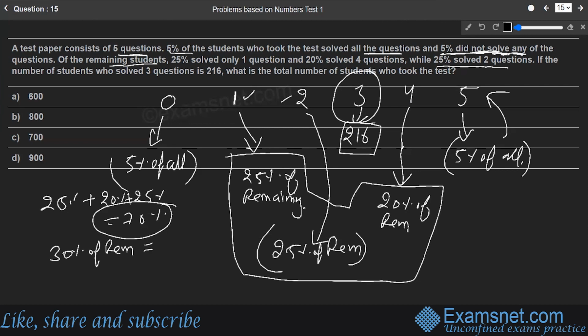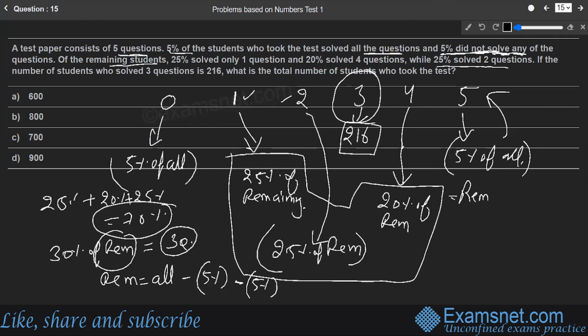30% of the remaining would have been able to solve how many questions? Three questions. Now, what is the remaining part? We need to understand what the remaining part is. The remaining part is nothing but all of it minus the 5% who solved zero questions, and also minus the 5% who solved five questions. So 100 minus 10 is going to be 90%. So 90% is the category of the remaining students, and out of those 90%, 30% of the remaining were able to solve three questions. So we can relate the things like this.